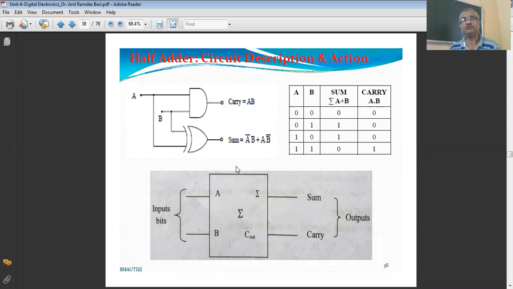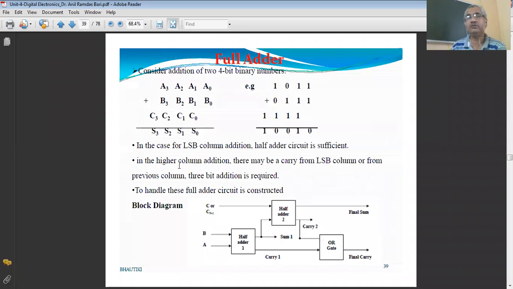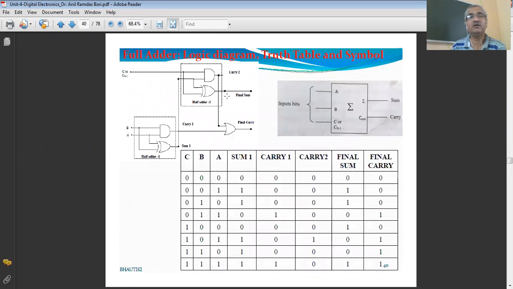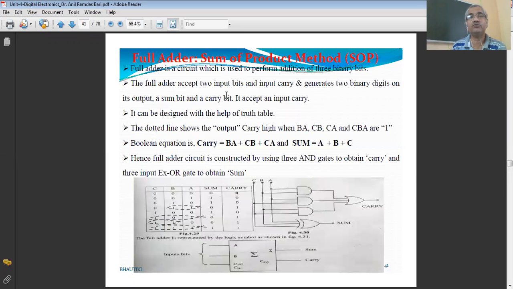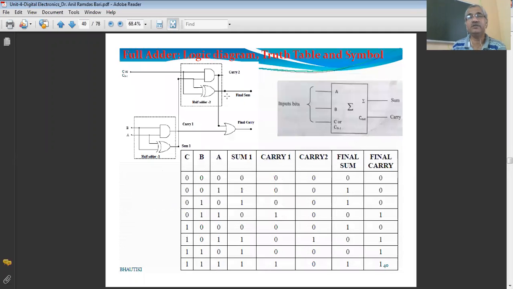So the half adder circuit is used to add two binary digits, which produces a sum and carry. To add two binary digits, a half adder circuit is sufficient, but to add three digits, a full adder circuit is required. So we have seen the half adder as well as full adder circuits along with their truth tables.